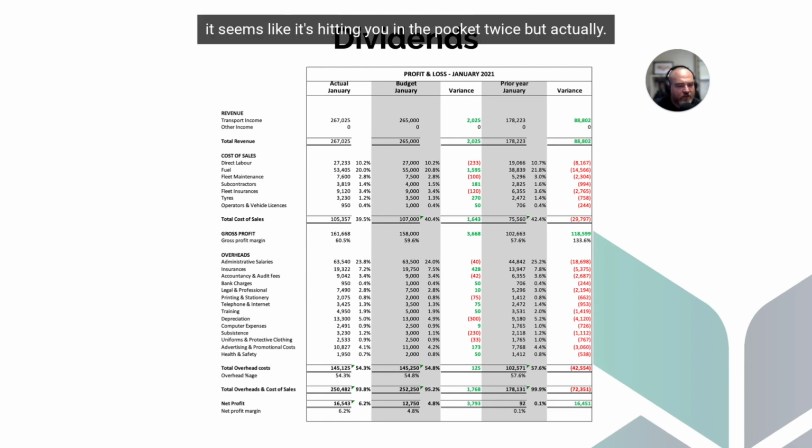So it seems like it's hitting you in the pocket twice, but actually that's why dividends are taxed at a much lower rate, and that's why most business owners choose to take a minimal salary up to the tax-free threshold and then take dividends after that point. They will pay tax on the dividend, but they've already paid corporation tax through the business. So that's why you get a lower rate of tax on a dividend.